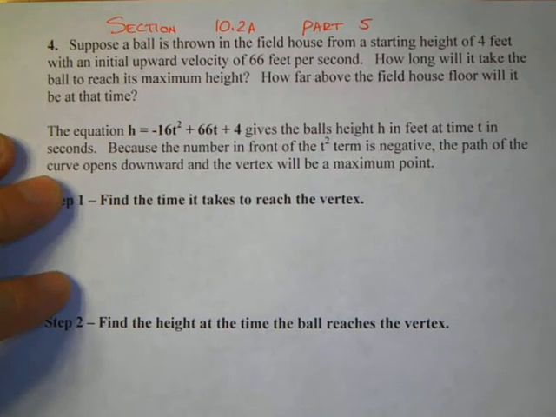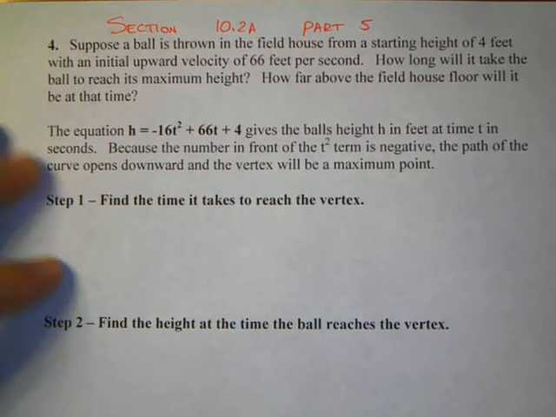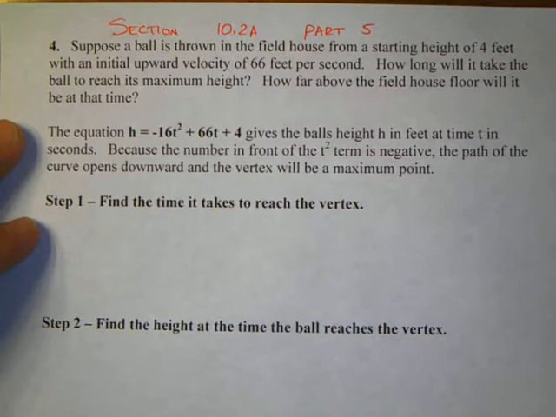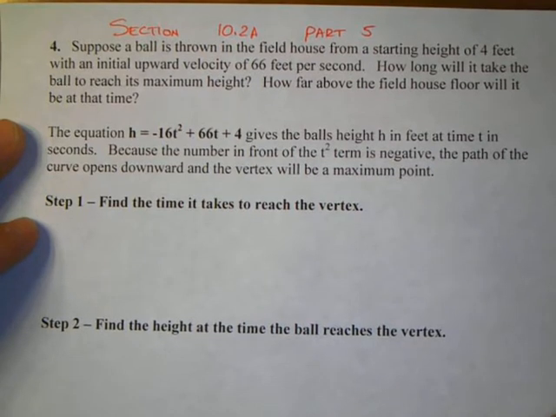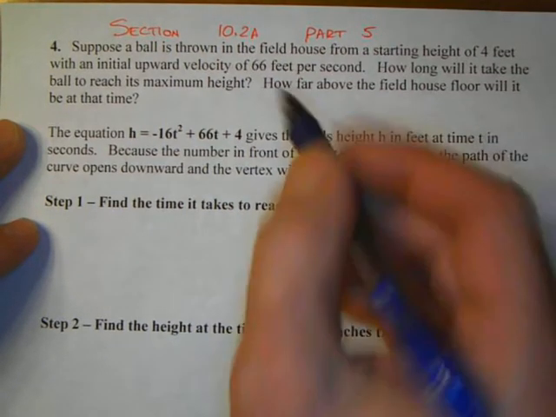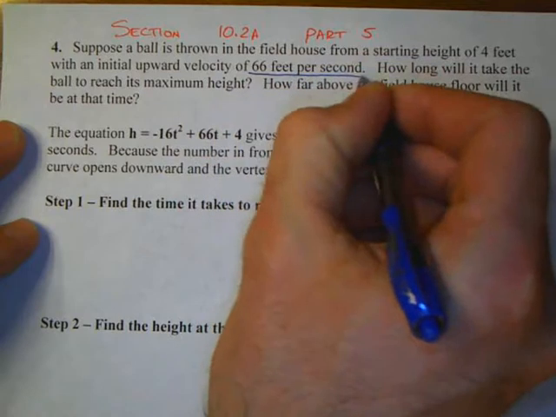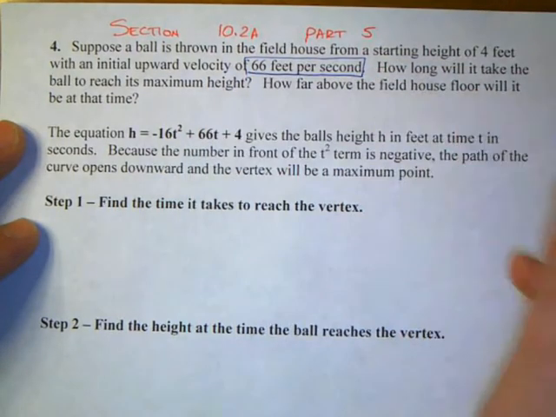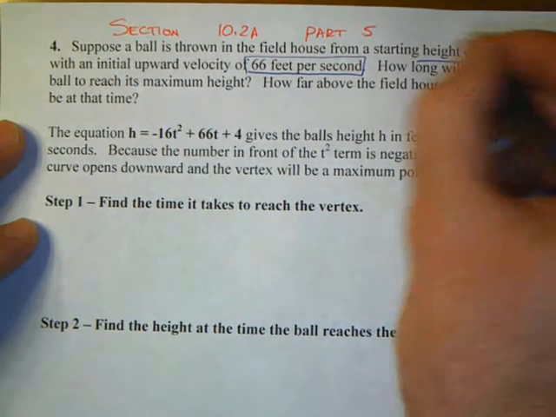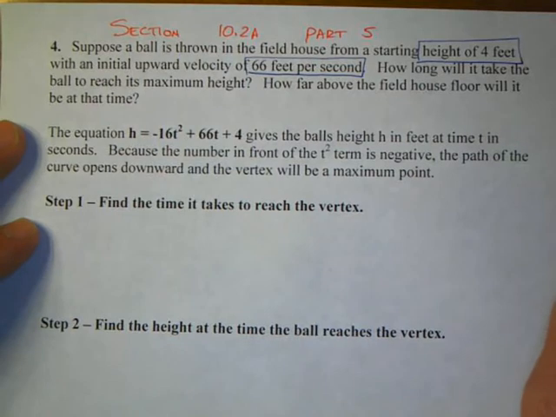To the last part of section 5, we're actually looking at an application problem involving parabolas. In this situation, we have a ball that's thrown with an initial upwards velocity of 66 feet per second. That's the initial velocity. It starts at a height of 4 feet off the floor.